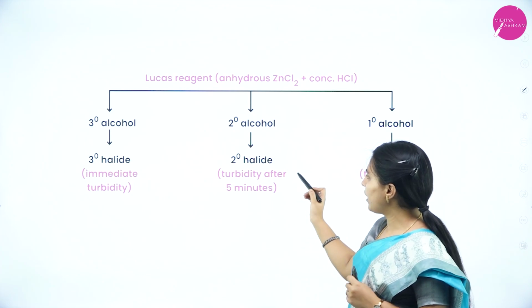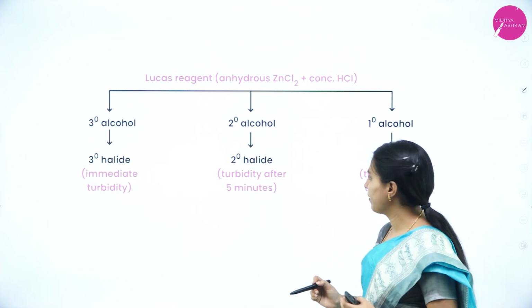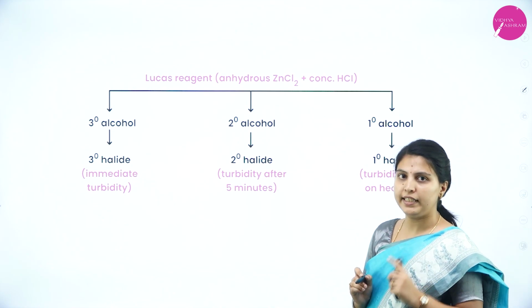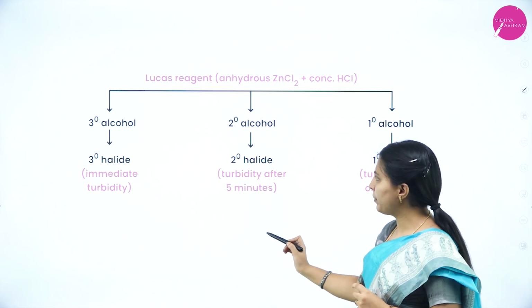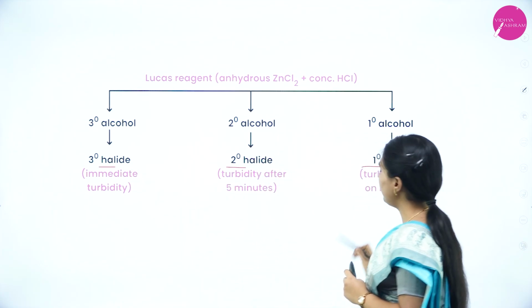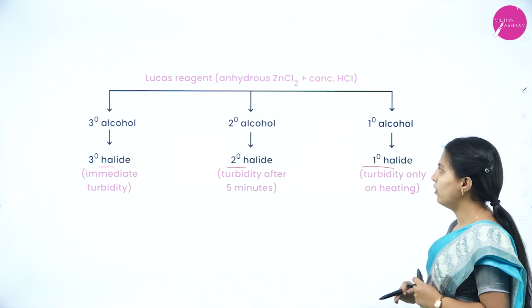Here in secondary alcohol, turbidity appears after 5 minutes. And in primary alcohols, turbidity will form only on heating. Based on this turbidity, you can differentiate between tertiary, secondary and primary halides or alcohols.